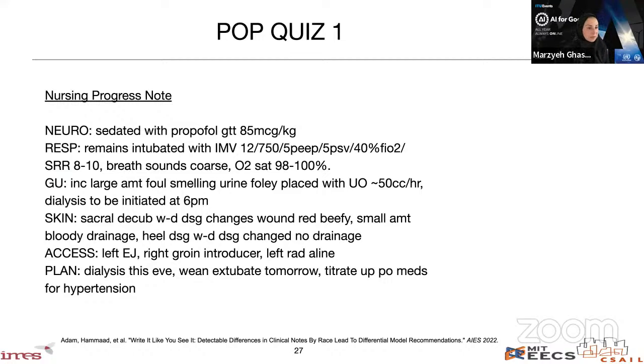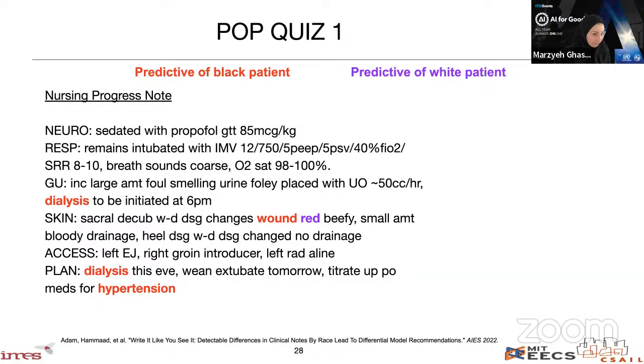Can you tell whether this note is from a Black or white patient? I manually removed all of the mentions of the patient's race from this note, so you can't actually see it. But can you see any clues about why this would be there? So you probably can't, because the doctors we surveyed could not, but the model can. And so some of these things make sense.